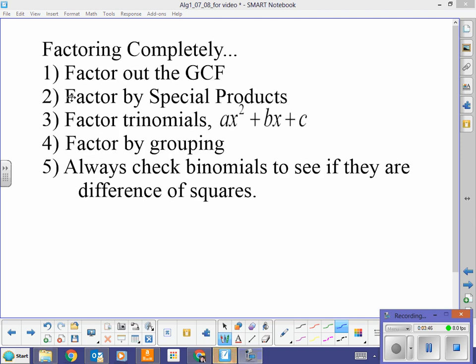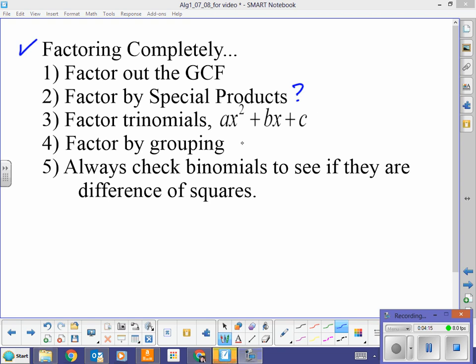Let's talk about factoring completely. As I've been saying, the first thing we always want to do is factor out the GCF. And then, can you factor by special products? Is it a trinomial square? Is it a difference of two squares? If it's a binomial, is it a difference of two squares? And then, if it's a trinomial, what type of trinomial is it? Is it simple factorable? Is it complex factorable? And then can you factor, or is it unfactorable?